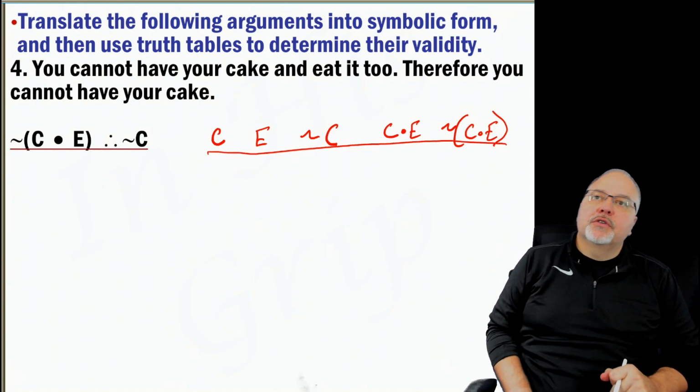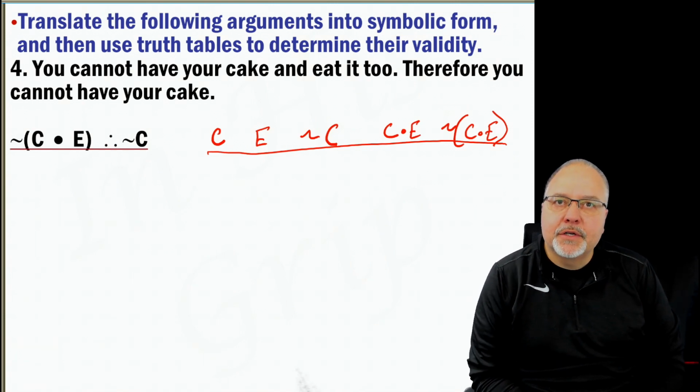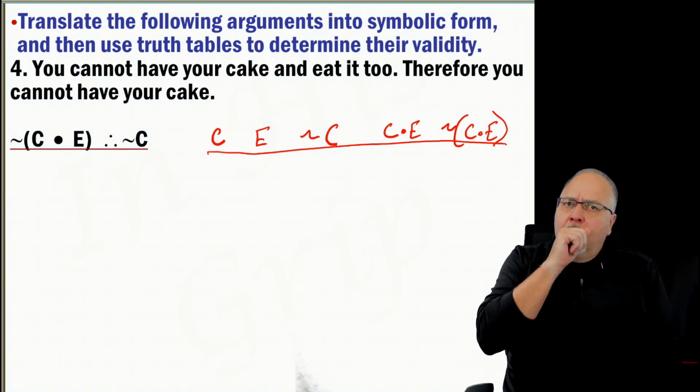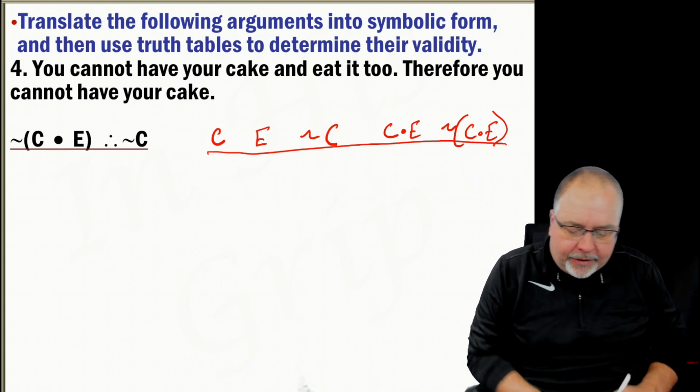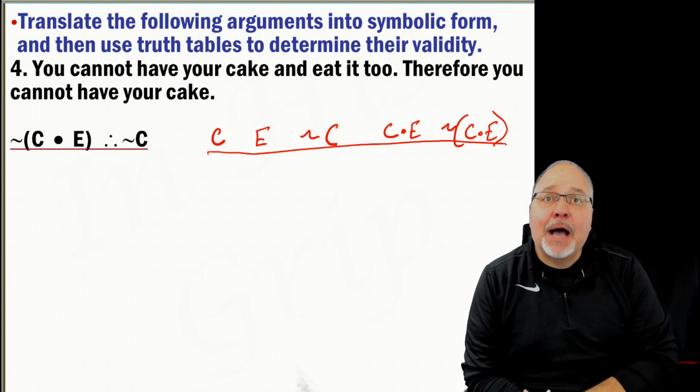Let me use the more compact method. This one requires a little more attention to detail, and it's a little more challenging if you're not paying attention to details. But I think for most of you, you can handle this, right? So now, I have C and E. How many rows am I going to need?